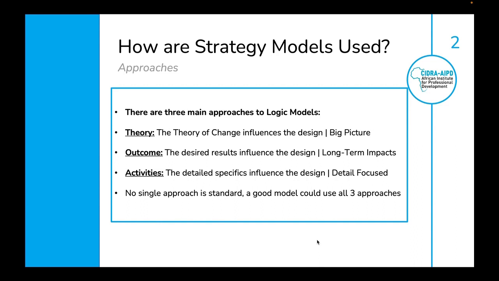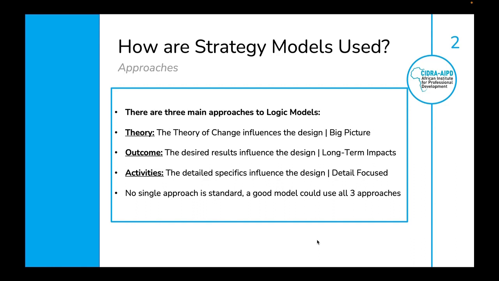When you're looking at the outcome, you're really looking at the goal itself. So the desired results influence the design. I want rhinos to not be extinct, let's say. You're looking at the long-term impacts over all else, and you're trying to adjust the actions and every other component of the strategy model to really reflect that.